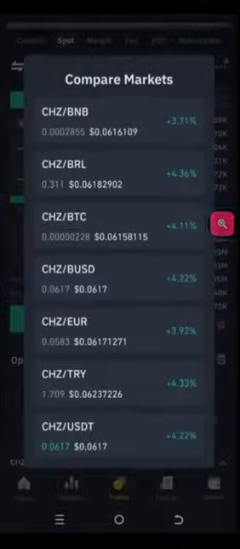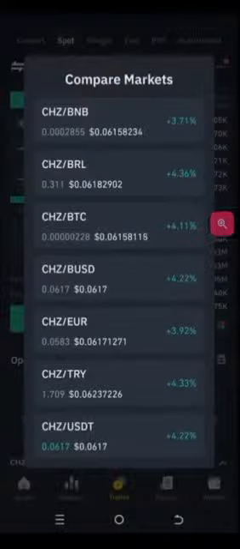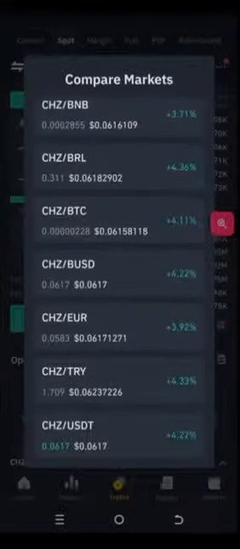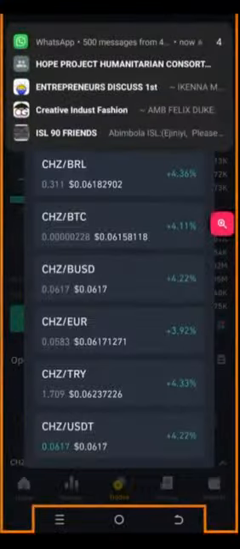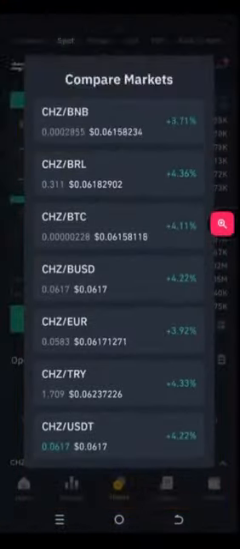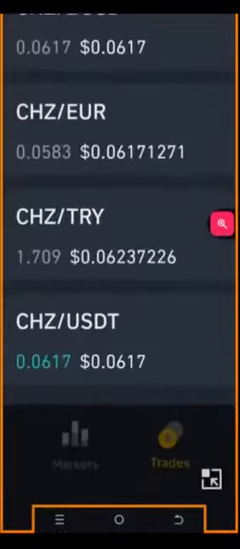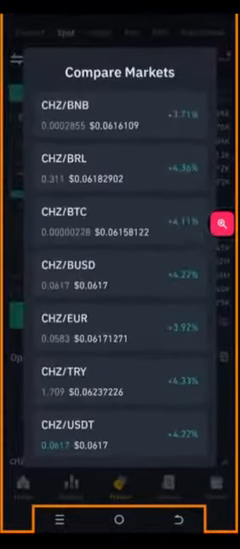Looking at this, which one is the cheapest price? You have to look for what is the cheapest price. We can see that it looks like BTC 0615. We have 0618 as BRL. We have 0616 as BNB. Then where's the USDT? USDT is 0617. Let me show you that. 0617. So which one would I go for?